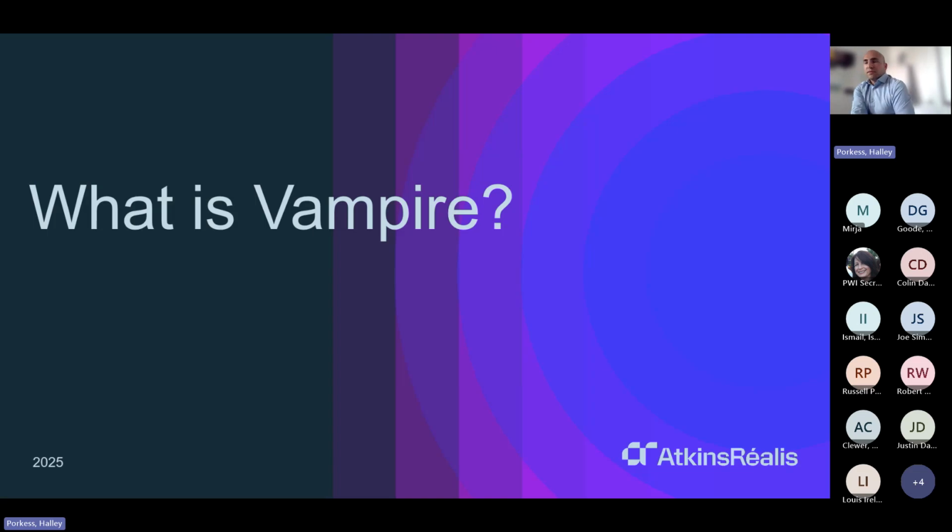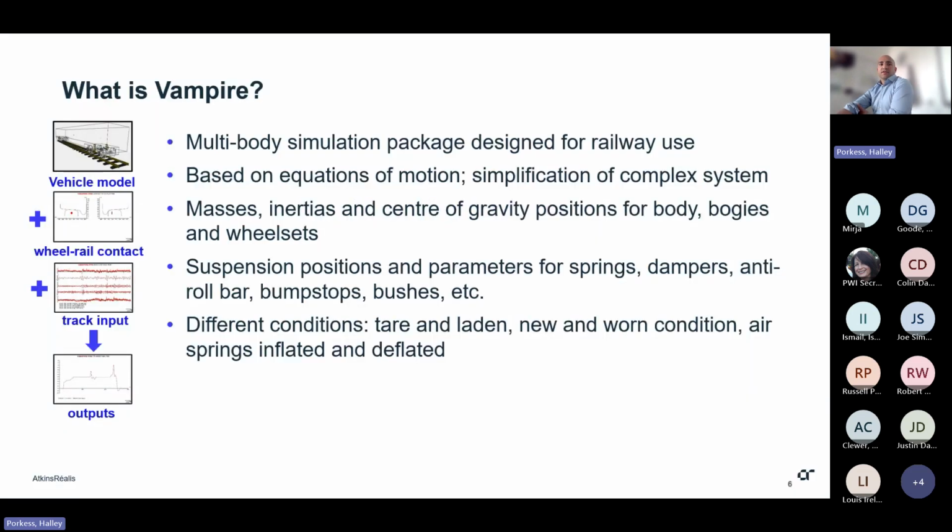Right. What is Vampire? Has anyone in the room heard of Vampire before? Yeah. Good. Vampire is a multi-body simulation package designed for railway use. Based on equations of motion, it's a simplification of a very complex system. It's masses which are joined together by suspension elements. In this case, it's springs and dampers.